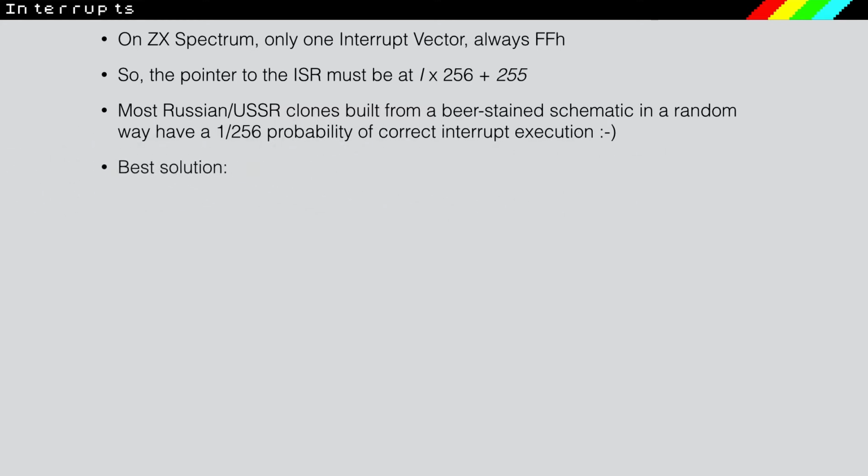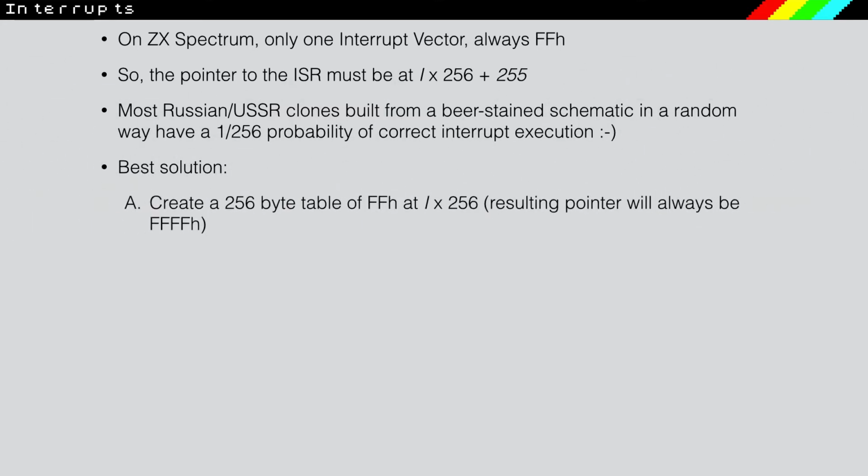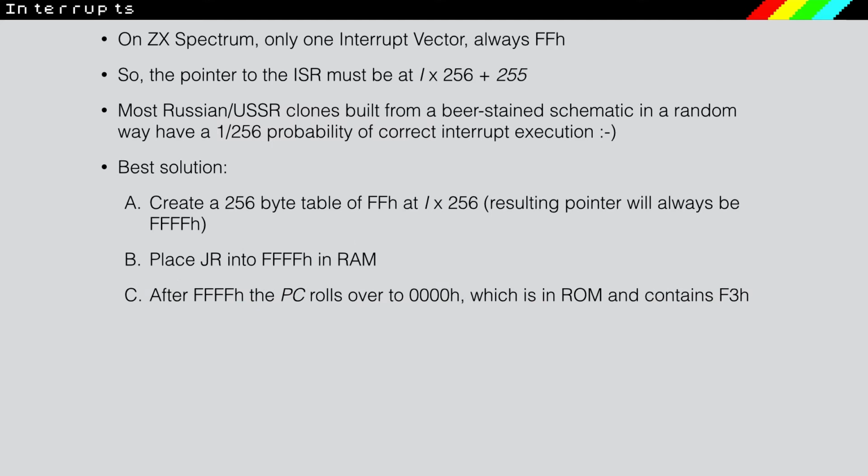First, we write FF hexadecimal 256 times into the RAM at address I times 256. Then we write the byte for the JR command into the RAM, that is 24. When the ISR is executed, the CPU will read the JR command. Then the program counter overflows and resets to 0, and 0 is the very beginning of the ROM, and there is F3H written in there. So what will be executed is a relative jump to FFF3 hexadecimal.